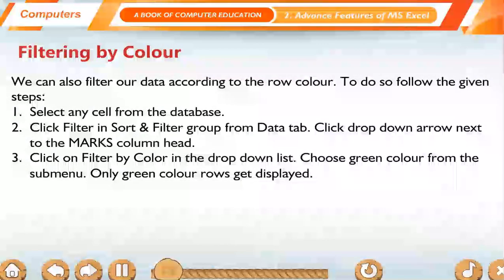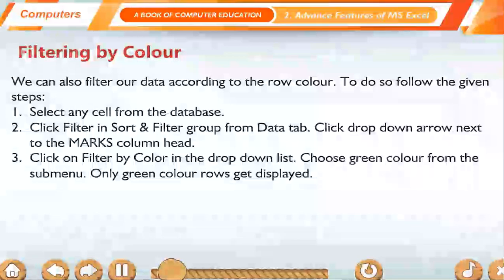Click drop-down arrow next to the Marks column head. Click on Filter by Color in the drop-down list. Choose green color from the sub-menu. Only green color rows get displayed.